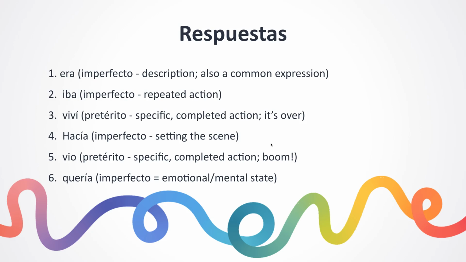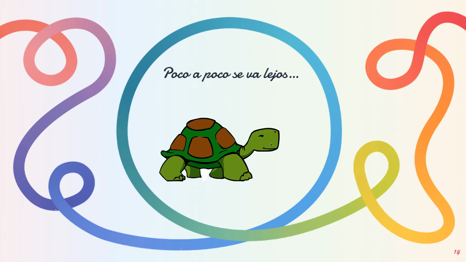Uno, era, imperfecto because it's a description. Dos, iba, imperfecto because it's a repeated action. Tres, viví, pretérito because it's a specific completed action. An actual specific period of time is given. Cuatro, hacía, imperfecto, setting the scene. Cinco, vio, pretérito, a specific completed action. Boom, saw. And seis, quería, is imperfecto because wanting is an emotional mental state. She wanted to. Bien, so this is a big topic for us.